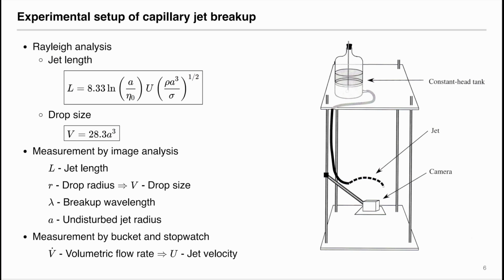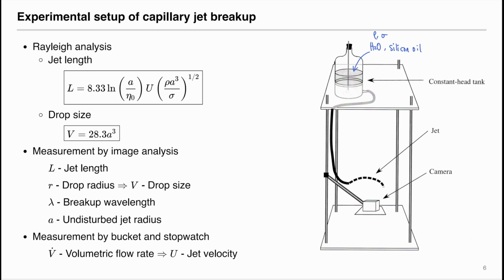We can perform experiments to verify the validity of Rayleigh's analysis and Weber's analysis based on their assumptions. The experimental setup has a constant head tank that fills the liquid of interest, and in this case we're interested in water and the silicone oil. So they will have different densities and surface tension. Those liquid properties will affect the analysis that we do.